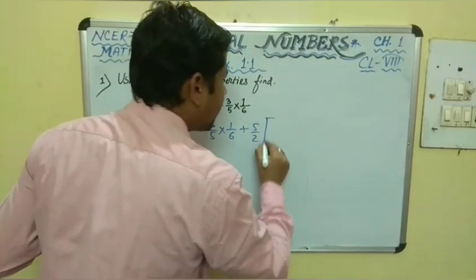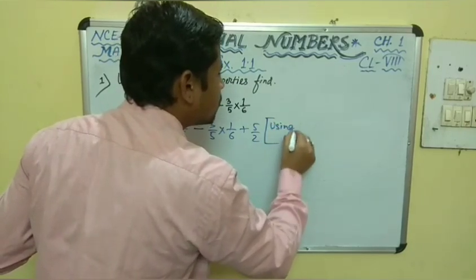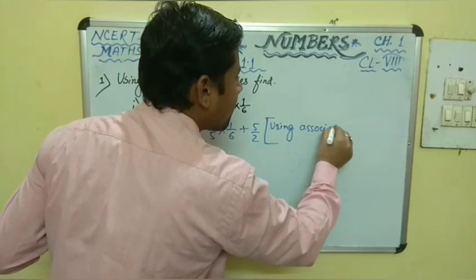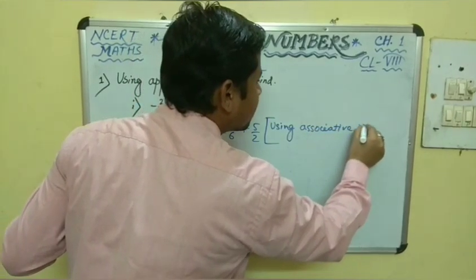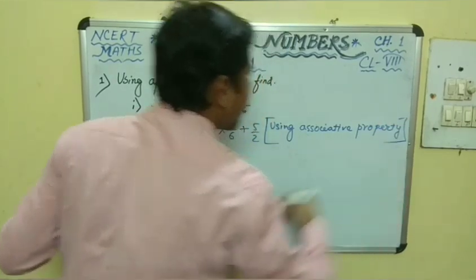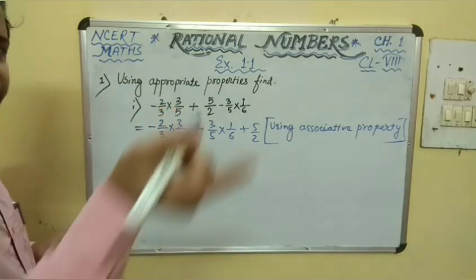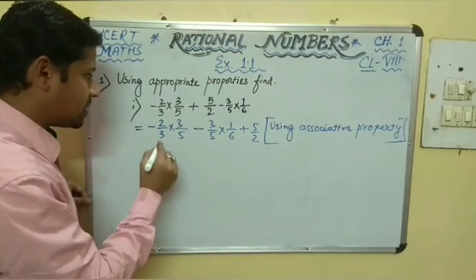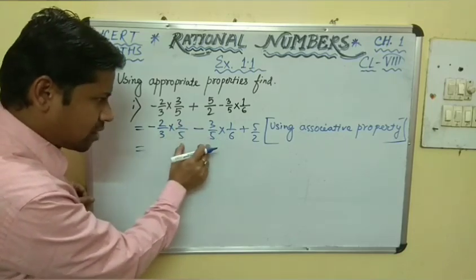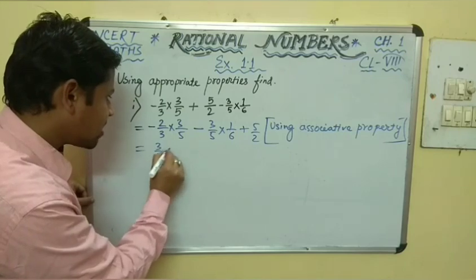So which property have we used here? Using the associative property. We know what the associative property is; we have already discussed it in previous classes. Now 3 by 5 and 3 by 5 are both common terms, so we can take 3 by 5 as common.